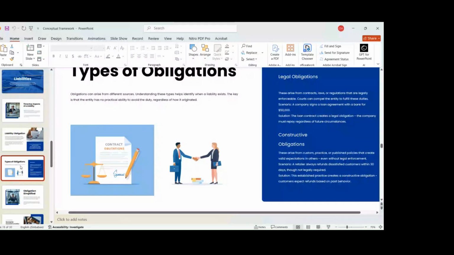A company signs a loan agreement with a bank for 50,000. The loan contract creates a legal obligation, because the company must repay regardless of future circumstances. Let's go to constructive. This arises from custom, practice, or published policies that create valid expectations in others, even without legal enforcement. For example, a retailer always refunds dissatisfied customers within 30 days, though not legally required. Since it exercises this established practice, it creates a constructive obligation. The customers now expect refunds based on that past behavior.